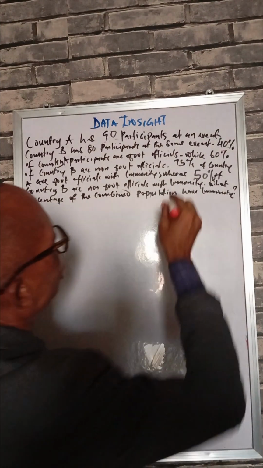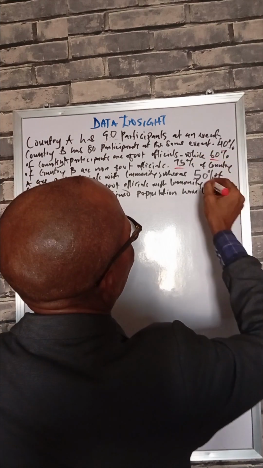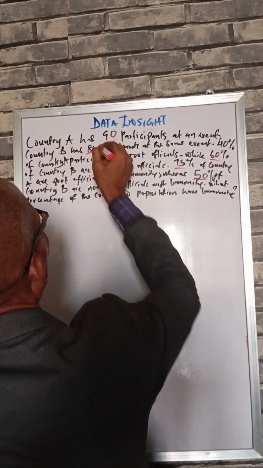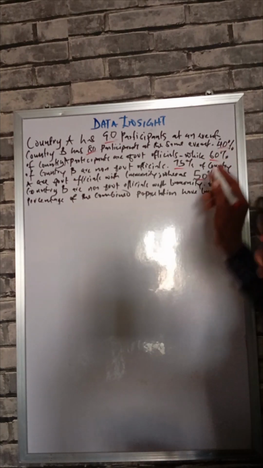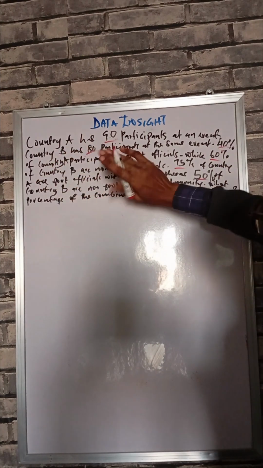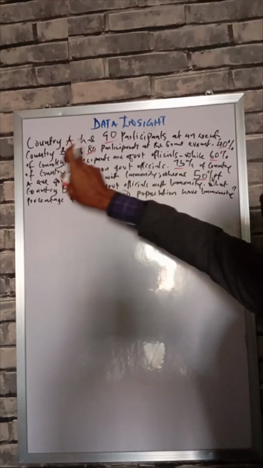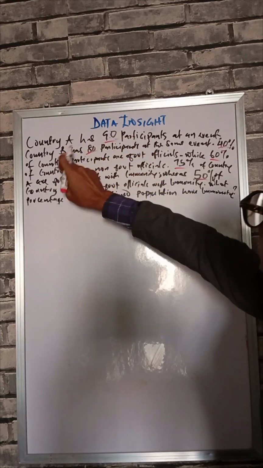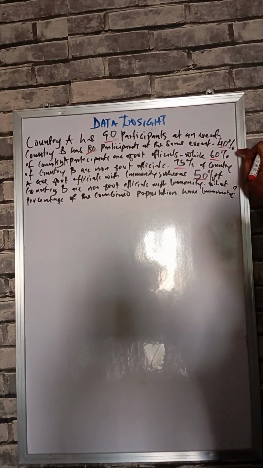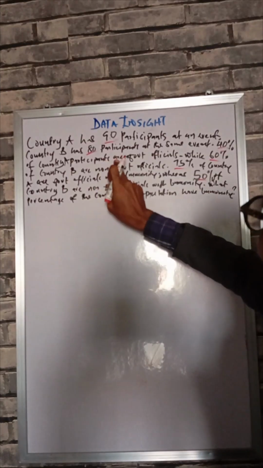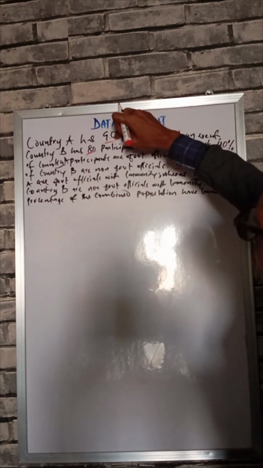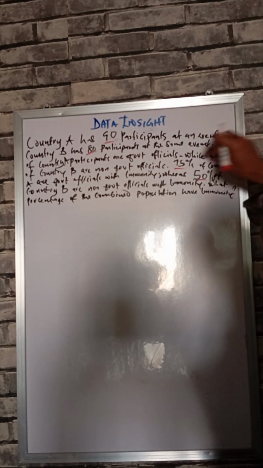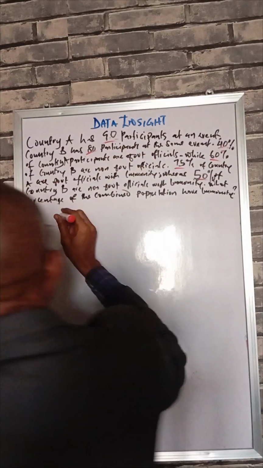Now, look at what you do here. You underline these values. They are very important because that's what you are going to make use of. So you start step by step. Now, this is a word problem. You start, country A has 90 participants, country B has 80 participants. 40% of country A participants are government officials. So the 40% we are looking for is of this value, and then we'll also look for 60% of this value. So we start like that.